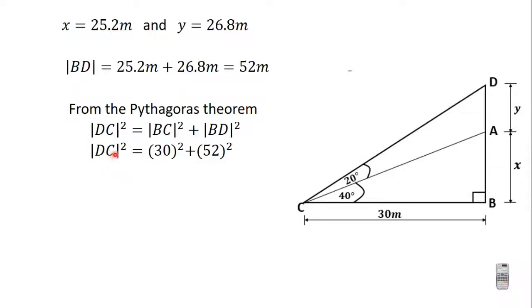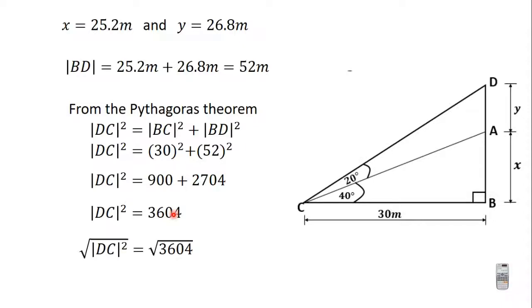So let's solve our equation. We will have DC squared is equal to 30 squared is 900, 52 squared is 2704. We add this, you are going to have DC squared is equal to 3604. We take square root of both sides. Correct your answer to 3 significant figures, and DC is equal to 60.0 meters. So using the Pythagoras theorem and the trigonometric ratios, we have been able to find x, y, and the length DC.